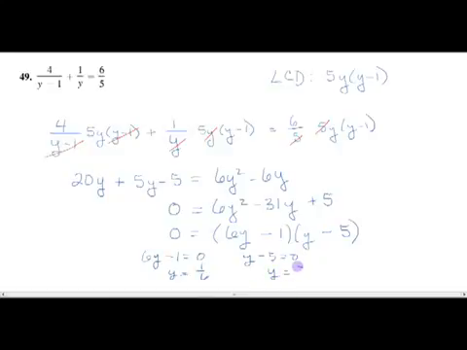Are both of those answers allowed? If I allow y to equal 1/6, I won't have a 0 here, and I won't have a 0 here. So y equals 1/6 is fine as a solution. Can we use y equals 5? 5 minus 1 is not 0, and 5 here would not be 0. So y equals 5 is also a solution.